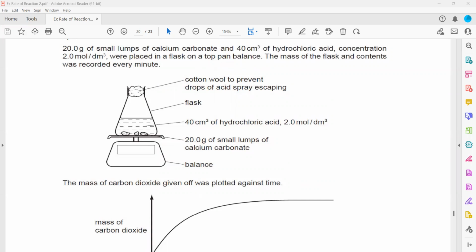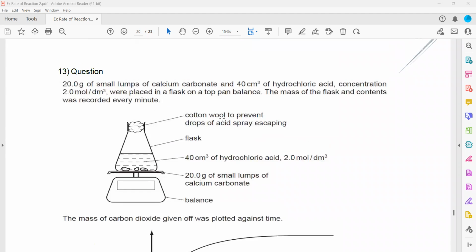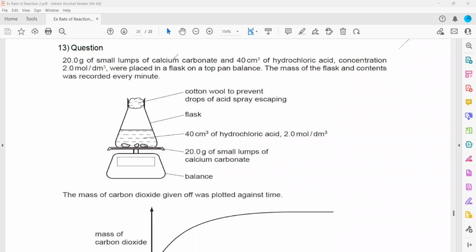If there were two gaseous products, we would need to be careful, but in this case it's fine. Here, whenever calcium carbonate, CaCO3, reacts with hydrochloric acid, it will produce calcium chloride plus carbon dioxide plus water. So carbon dioxide gas is given off.